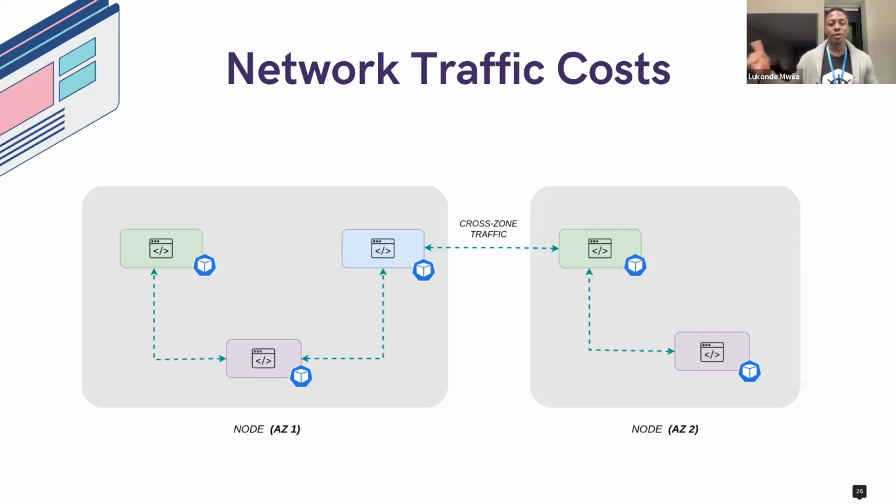And you can see the arrow between the green block and the blue block. This is what's likely to happen, especially for applications that often talk to each other. That means that communication is going to be crossing zones. And this is a significant contributor to your network-related costs. It's not the only one.